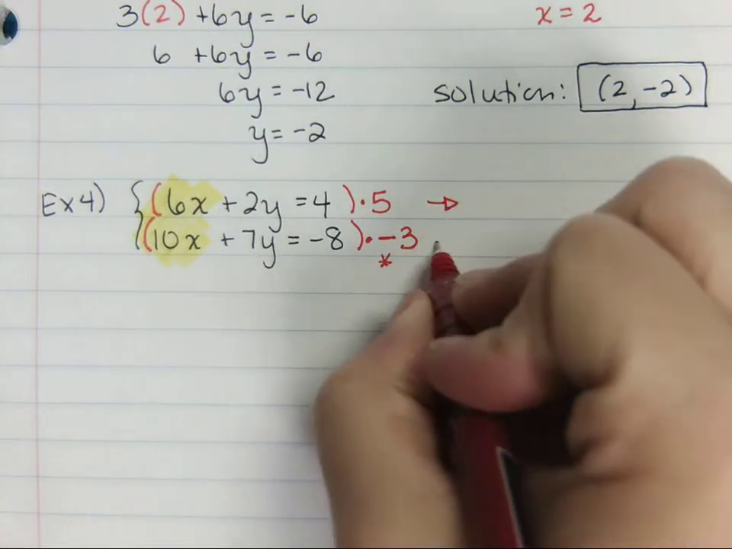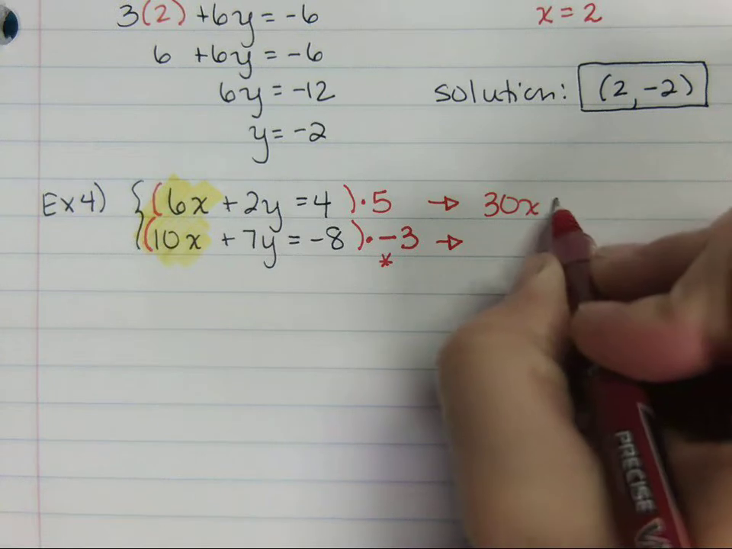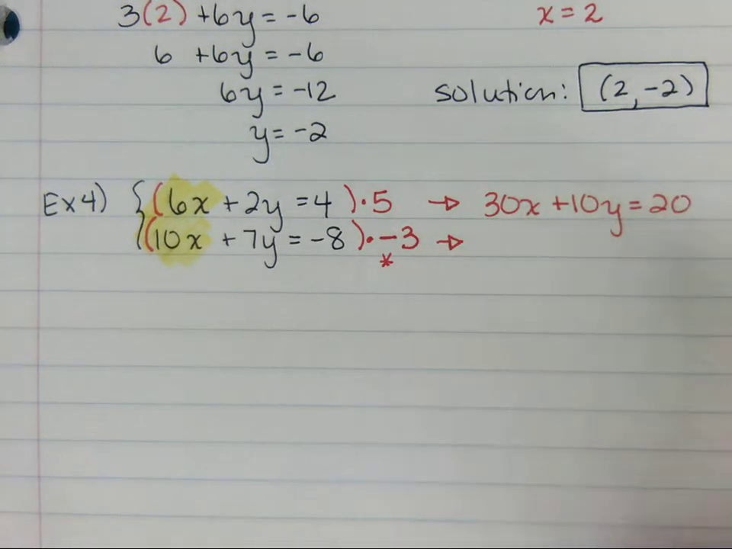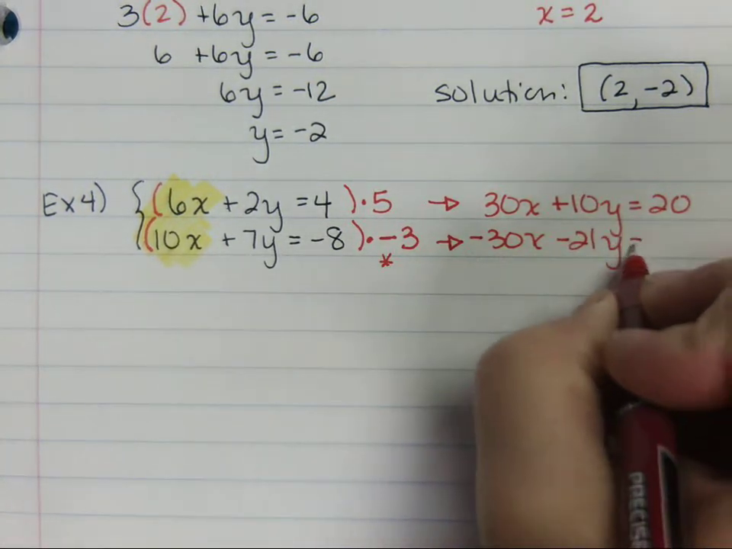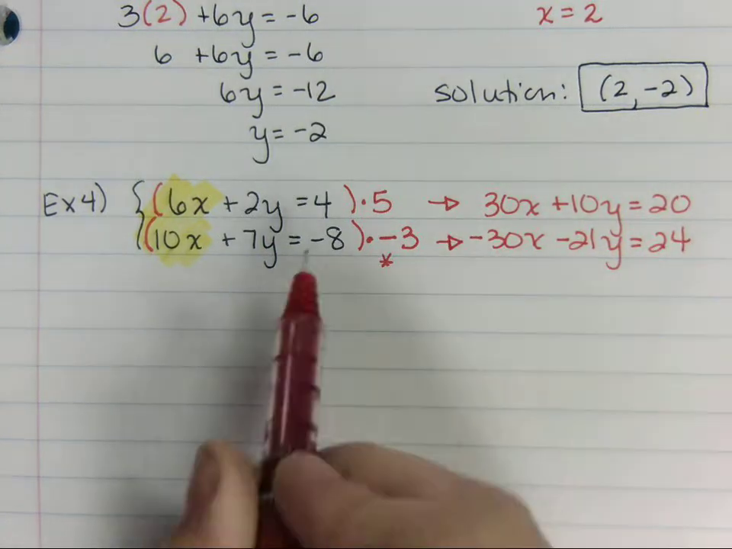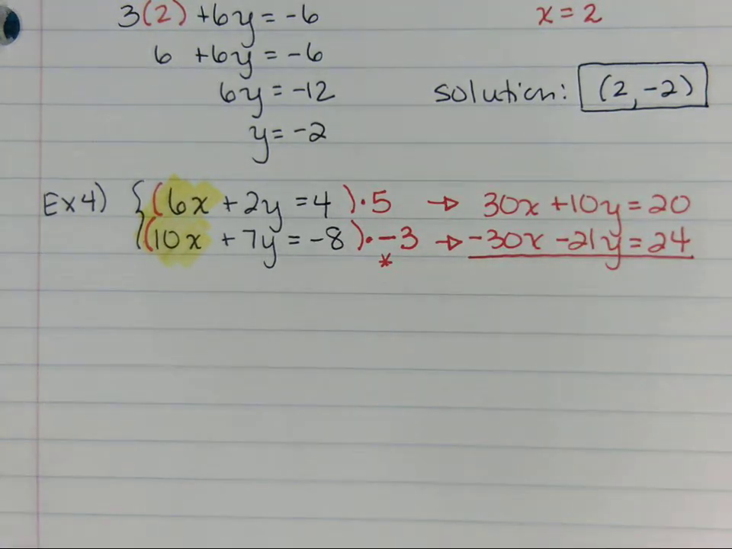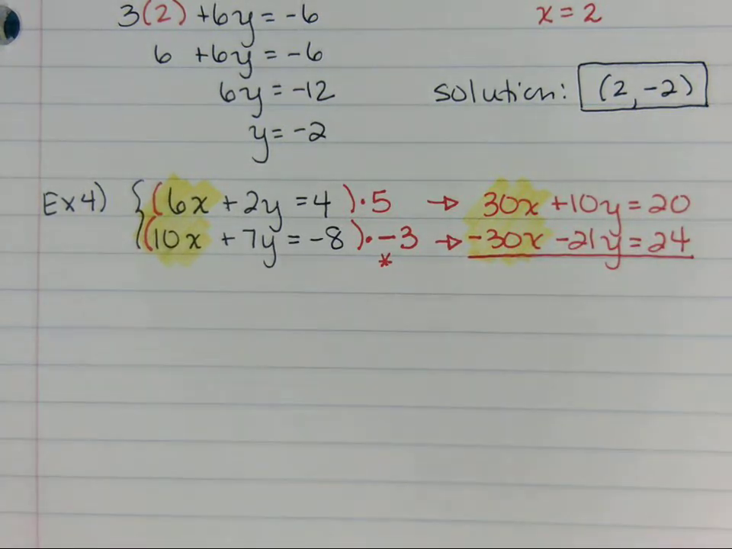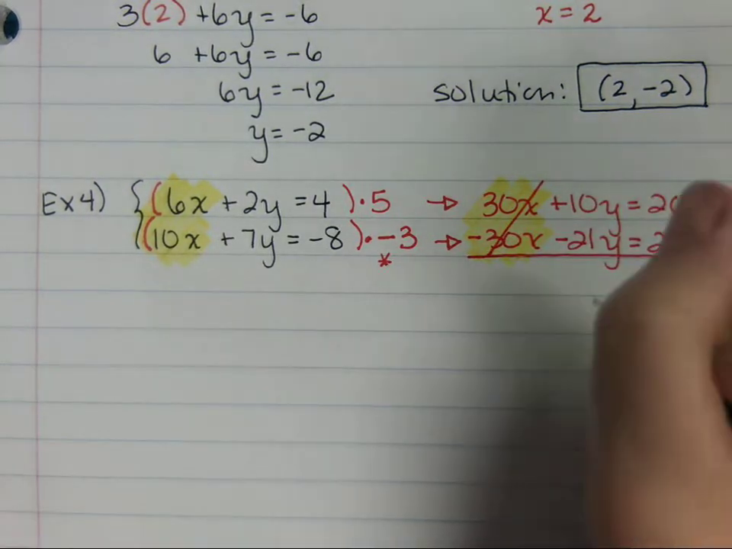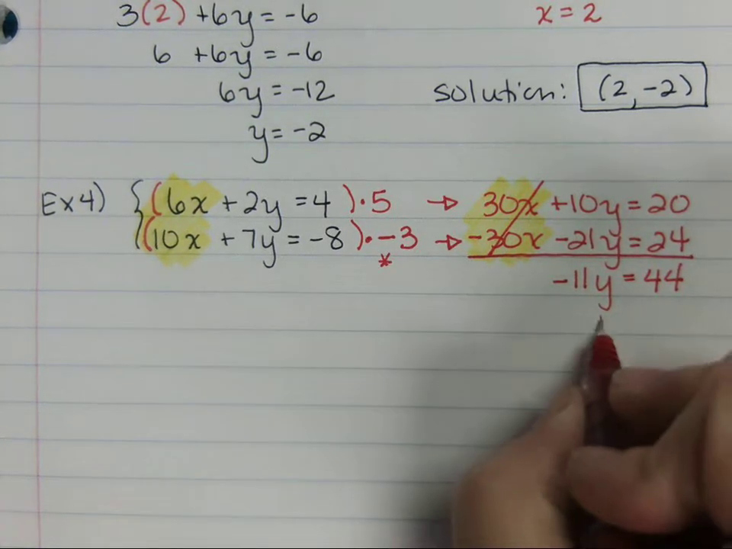So I'm going to move over here to the right and show my multiplication. I get 30x plus 10y equals 20. And here I'm going to get a negative 30x minus 21y equals a positive 24. So just be careful that the sign is correct on each term before you eliminate. Now that I have multiplied everything by 5 or negative 3, depending on the equation, I can eliminate. So these two terms cancel out. Now I'm left with negative 11y equals 44, or y equals negative 4.